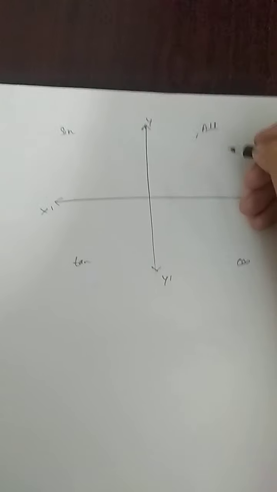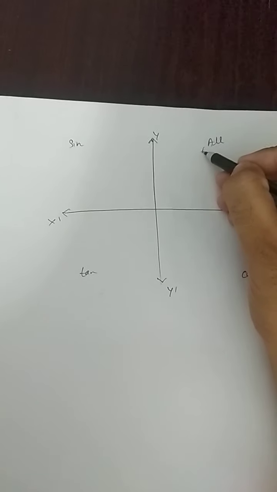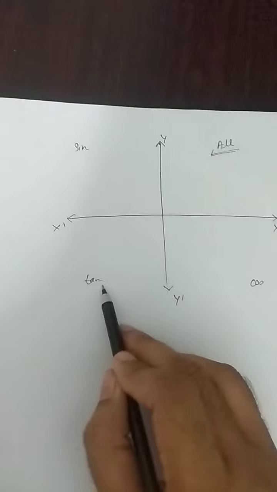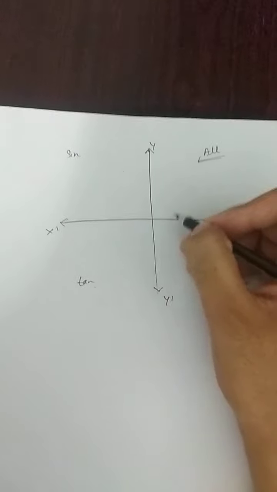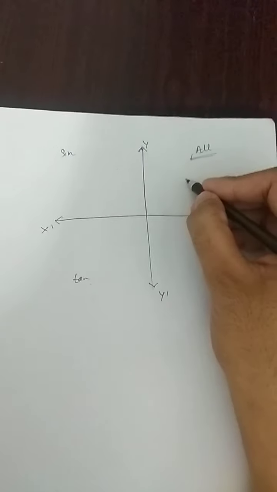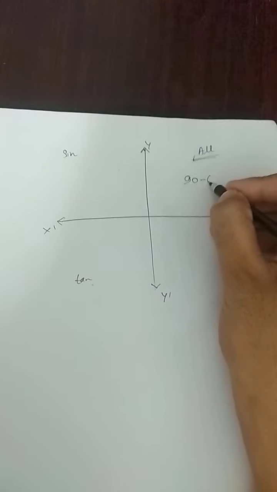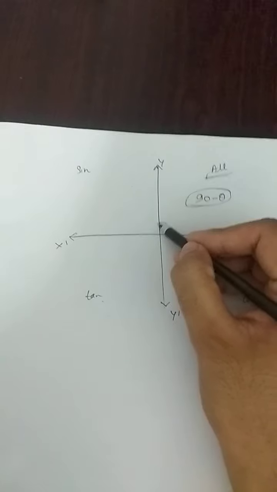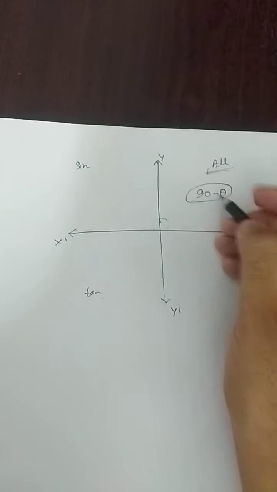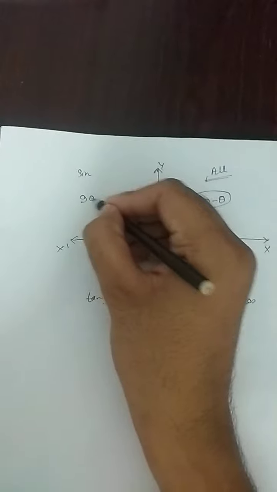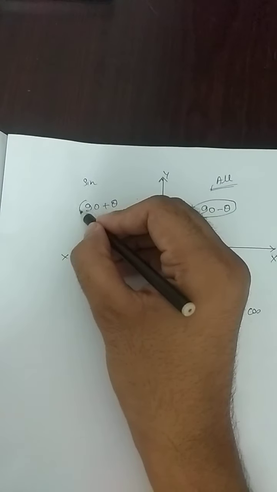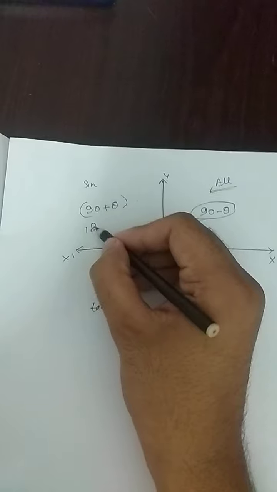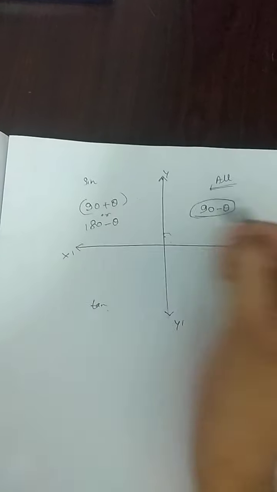Now let us see. We have already studied that in the first quadrant all the trigonometrical ratios will produce positive, second sine, third tan, fourth cos. Now how will the angles be represented? In the first quadrant, any angle will be represented in the form of 90 minus theta, as this total angle is 90, so any angle will be 90 minus theta. In the second quadrant, any angle will be represented as 90 plus theta or 180 minus theta.